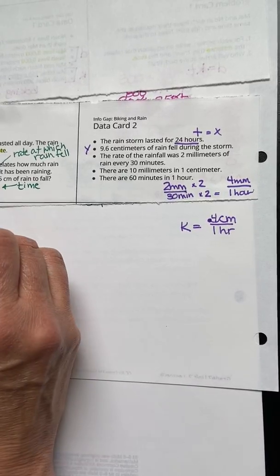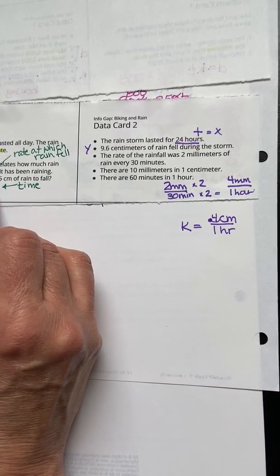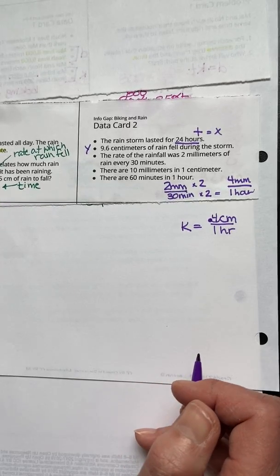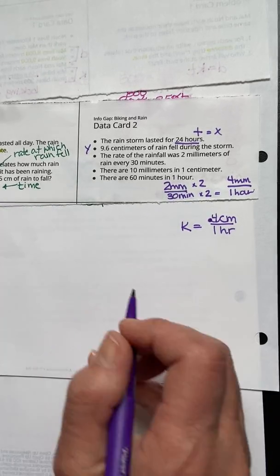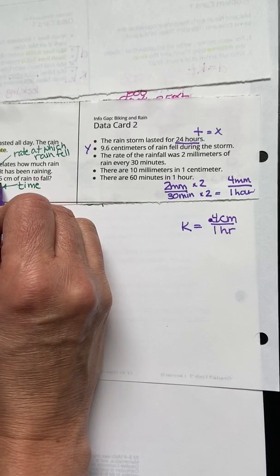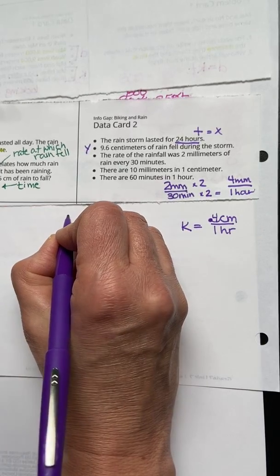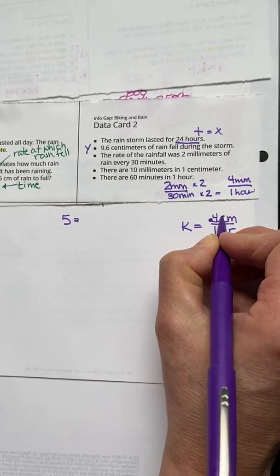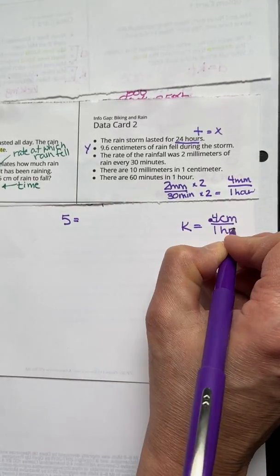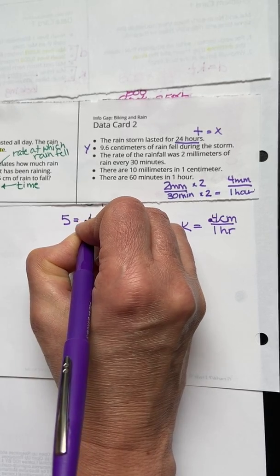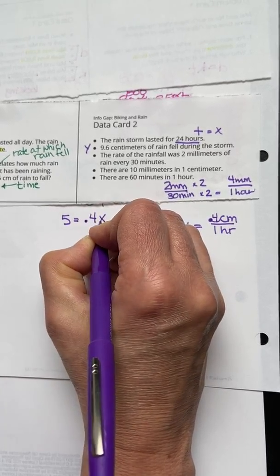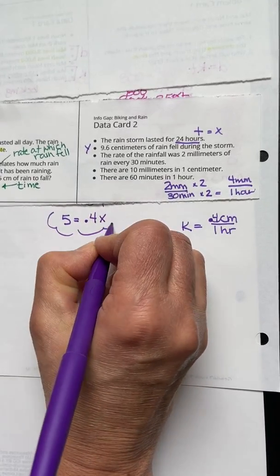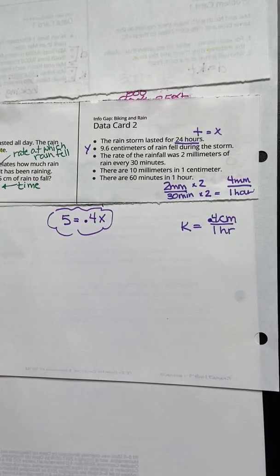But what it's asking me is how long will it take for 5 centimeters of rain to fall. So I'm going to put in what I know. I know that I want 5 centimeters of rain. That's how much rain. I know that it's going to fall at a constant rate of 0.4 centimeters per hour. I don't know how long it'll fall for. So that's my equation, the equation I need to solve for question number 2.